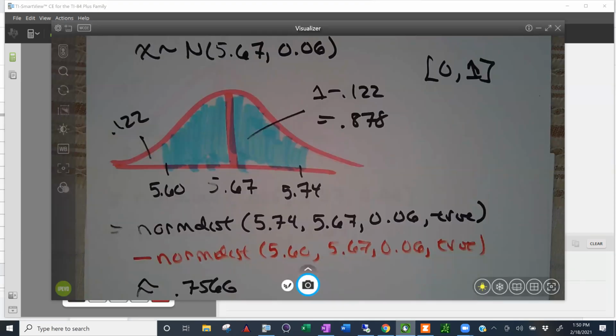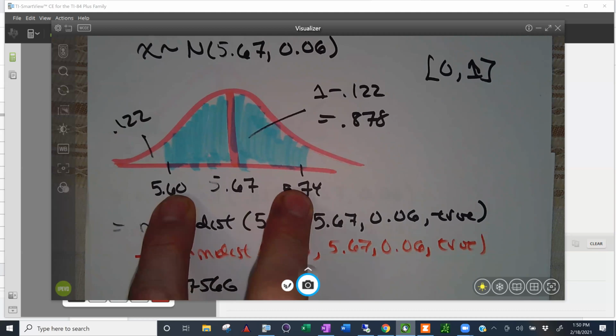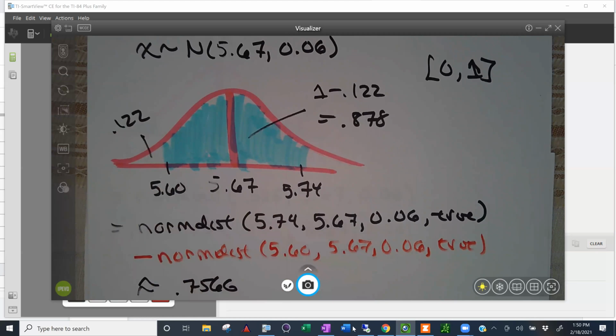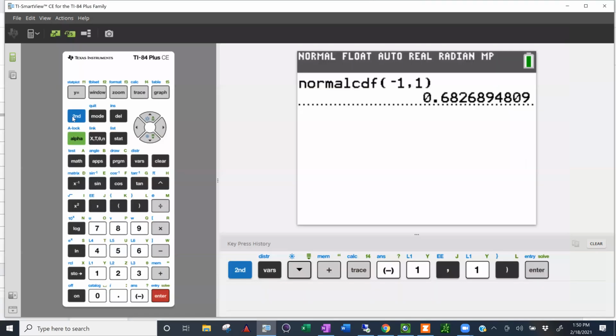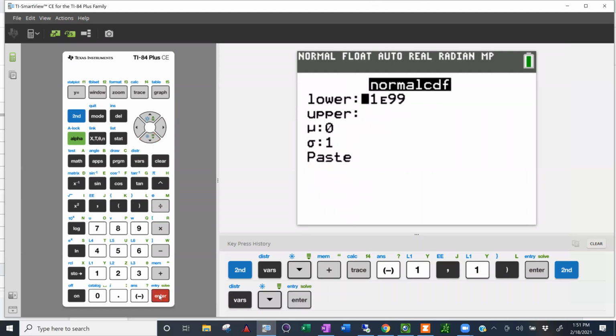How about this one, though? This actually gets easier with the graphing calculator, this one in particular. So I want to find the area between those two. So let me go back to my calculator. Second, distribution. Now, if you've got an up-to-date graphing calculator, this should be a menu-driven problem. If not, that's okay. You can type it in with a comma.